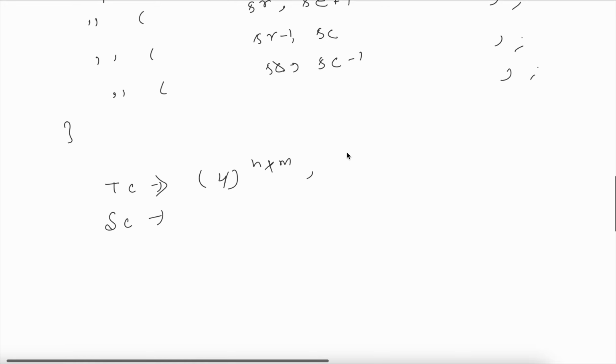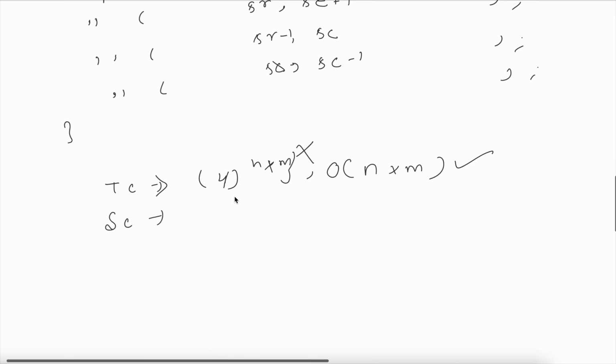So in that case it will get reduced to n cross m. So why n cross m? Because every coordinate is getting visited once. You're not visiting any coordinate two times or three times. So this won't be the answer, this is your correct answer.